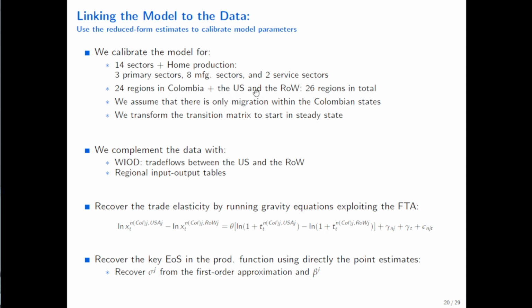One is going to be the US, and the other one is going to be the rest of the world. So there are going to be 26 regions in total. And there is only migration within the Colombian states, so there is no international migration. Very important for the model, we're going to transform the transition matrix to start in steady state, because at least for me, it is very difficult to solve the model if we do not start from a steady state.